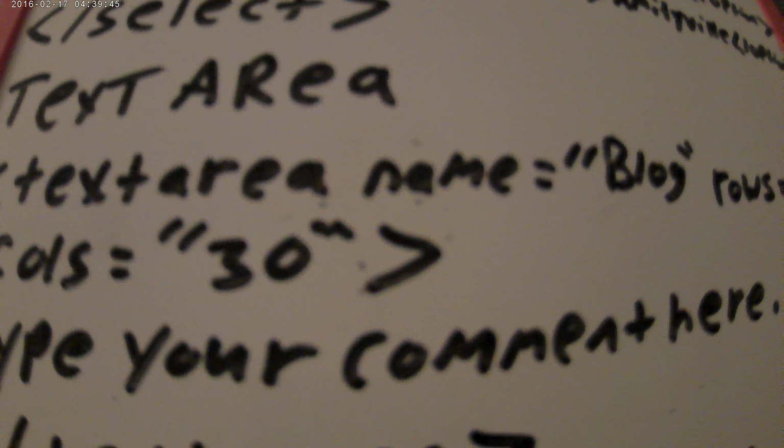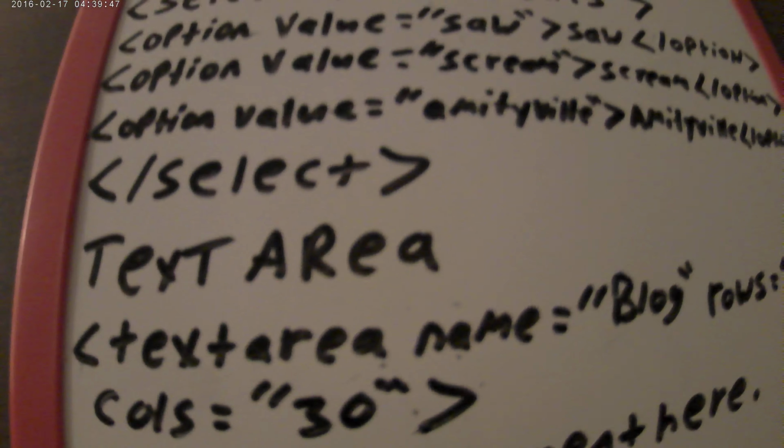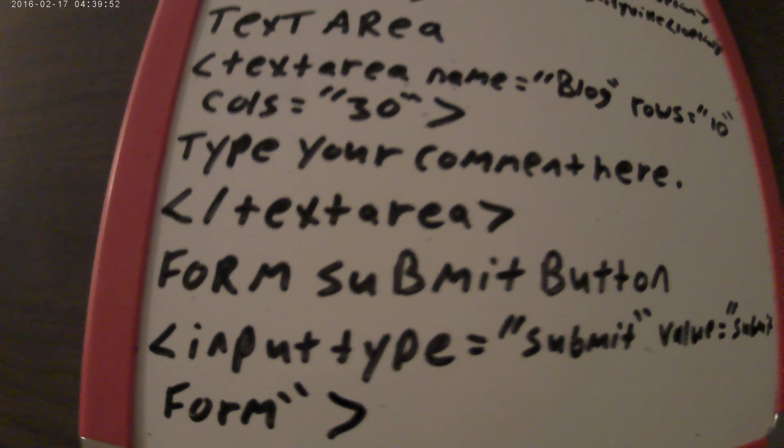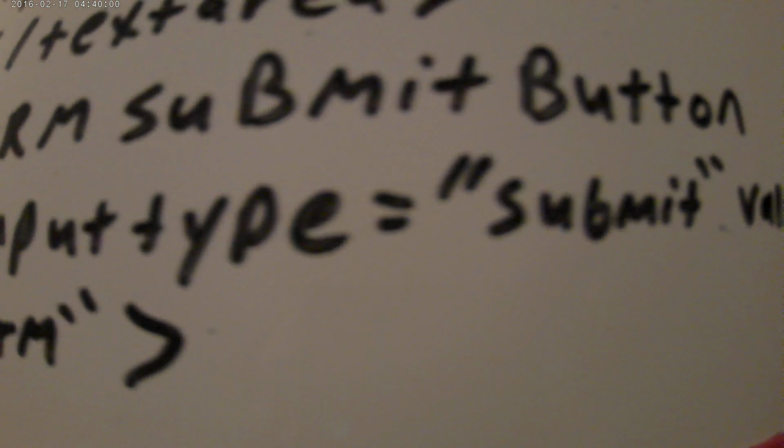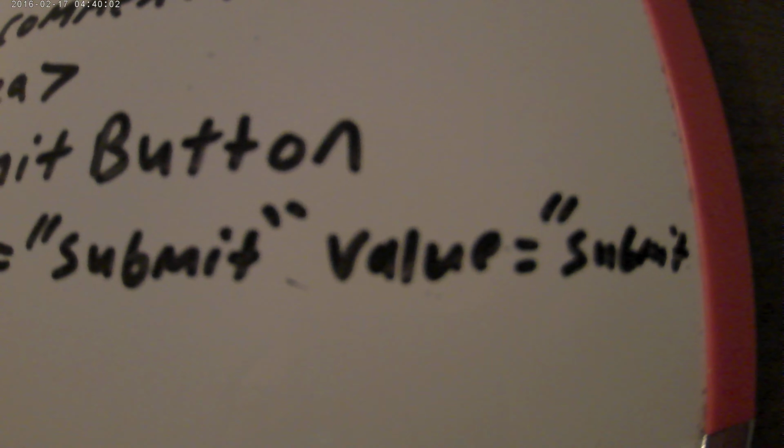So then the user would be able to delete the text that's in between the tags and put their own comment. And then the last form element that I went over a while ago is the form submit button. So that's just simply input type equals submit, value equals submit form.